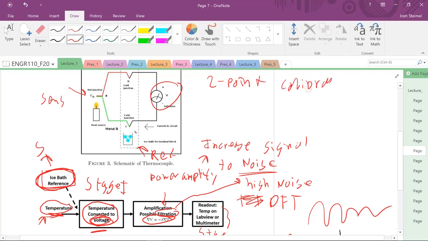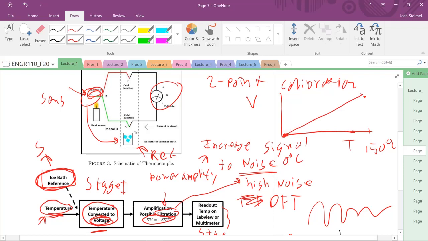So you can look at the voltage as a function of the temperature here. You could make two measurements. You can put your sensing junction right in the ice bath, so you measure a temperature at 0 C, for example, and you can measure a temperature at, let's say, 150 C, and look at the voltage that corresponds to each temperature. You could do a fit. So this is a 2-point calibration.